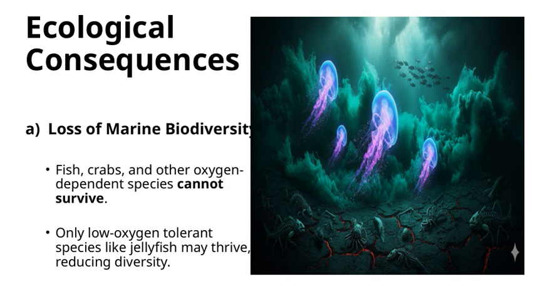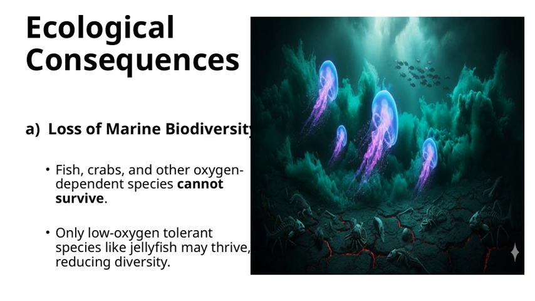One major impact is the loss of marine biodiversity. When oxygen levels drop, many species like fish and crabs, which depend on oxygen to survive, simply can't make it. This means we're losing a lot of the diversity that makes our oceans vibrant and resilient. Interestingly, only species that can tolerate low oxygen levels, such as jellyfish, tend to thrive under these conditions. While that might sound like a small silver lining, it actually leads to a less diverse ecosystem overall.